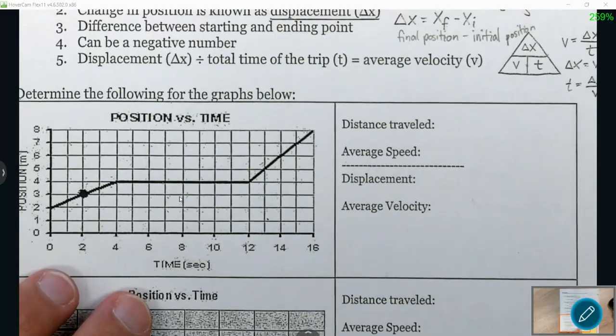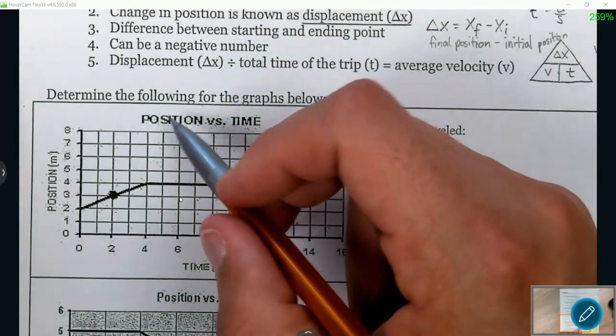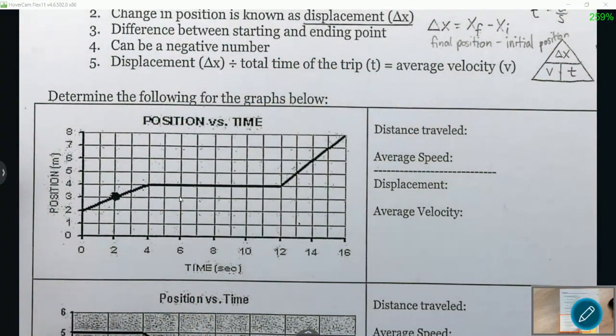Now let's look at our first graph. This is a position versus time graph. Guys, pick your heads up, please.